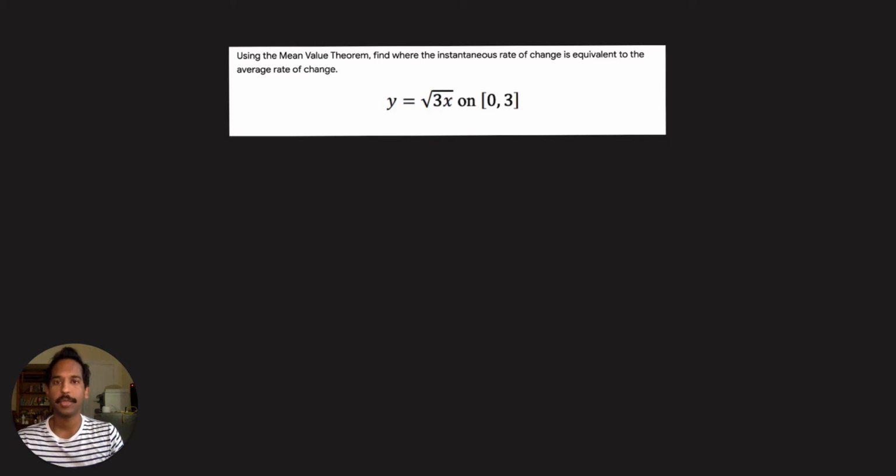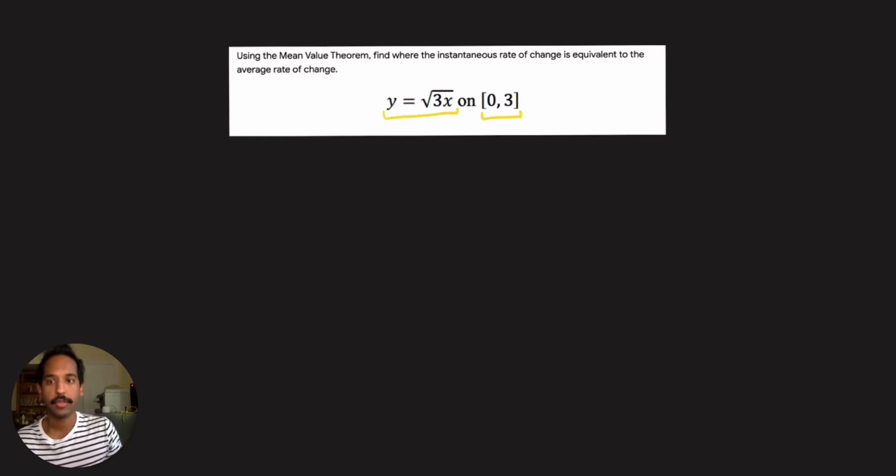We're asked to use the mean value theorem to determine where the instantaneous rate of change is equivalent to the average rate of change. And so the thing we need to do is find, well, what is the average rate of change on this interval? We're given an interval from 0 to 3, and we're given a function, y equals root 3x.